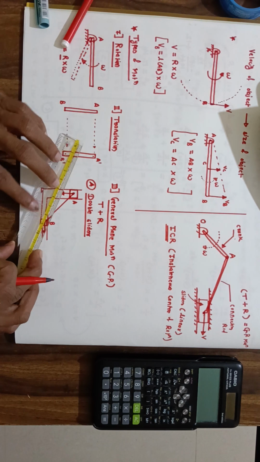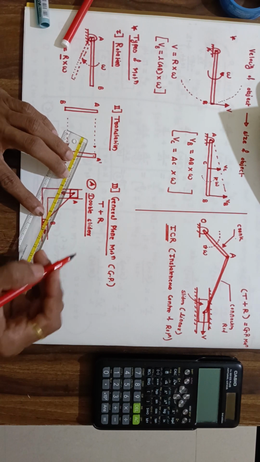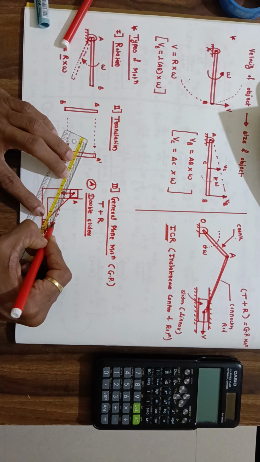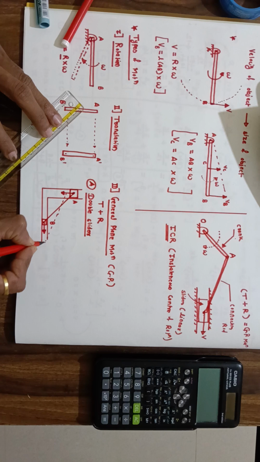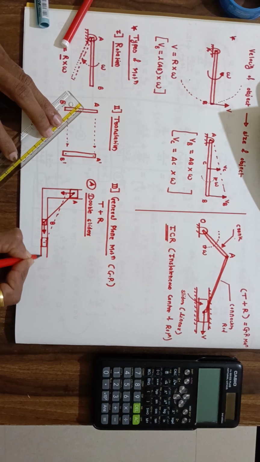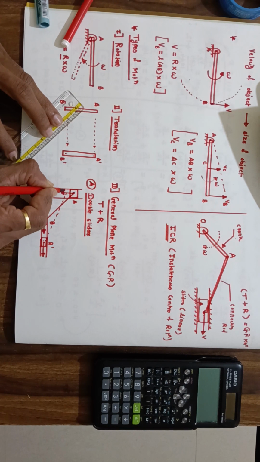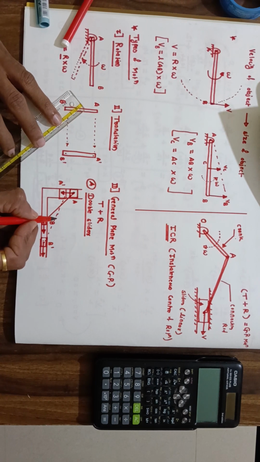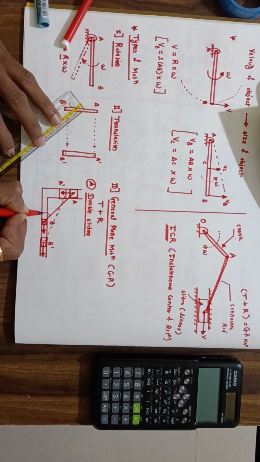After some time we can observe this is the new position. This point is B dash and this point is A dash. If you see the angle, this is the original angle and this is the new angle.